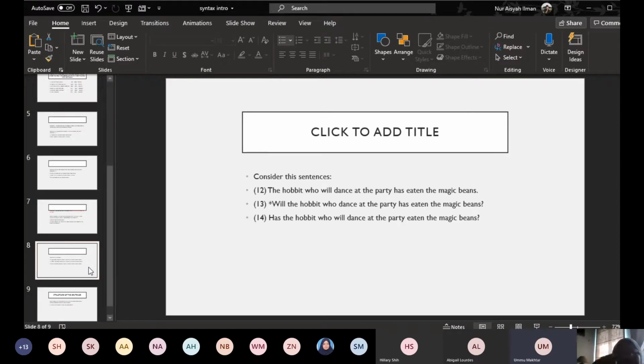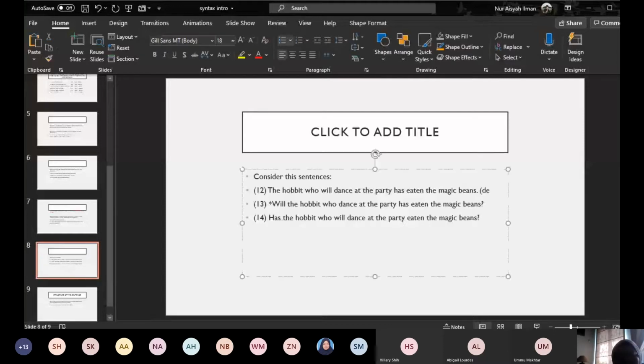Okay, good. So we have question sentences 12, 13 and 14. Number 12 is: The Hobbit who will dance at the party has eaten the magic beans. Which is the declarative, and then we want to do a yes no question, right? So we say, and this is yes.